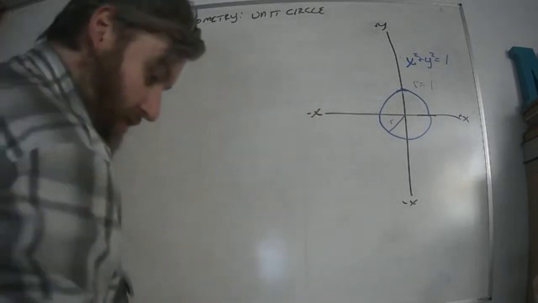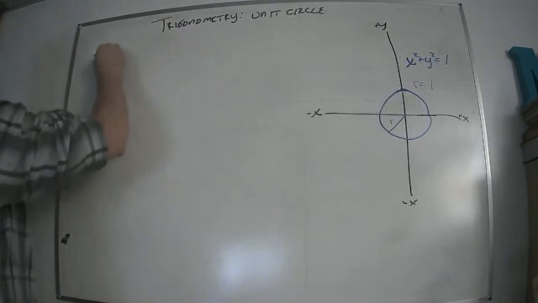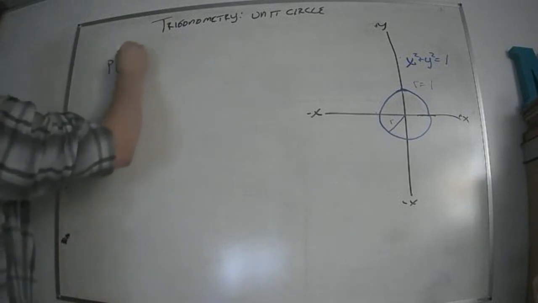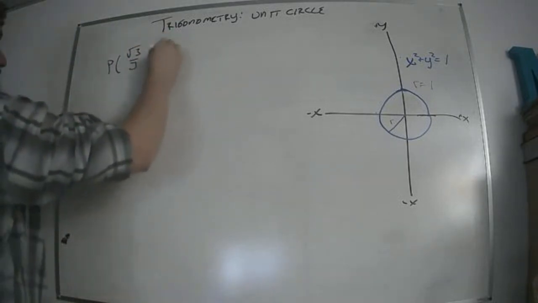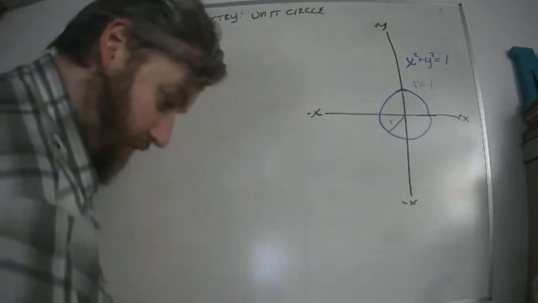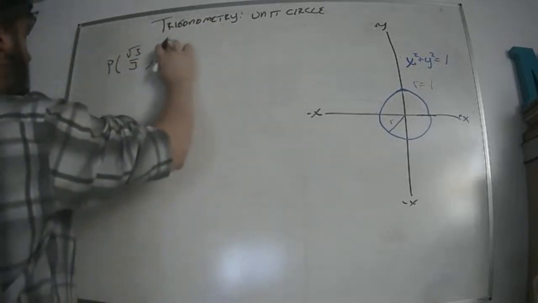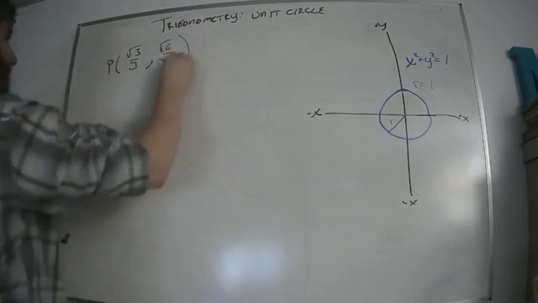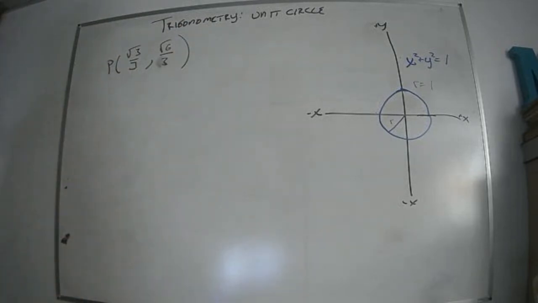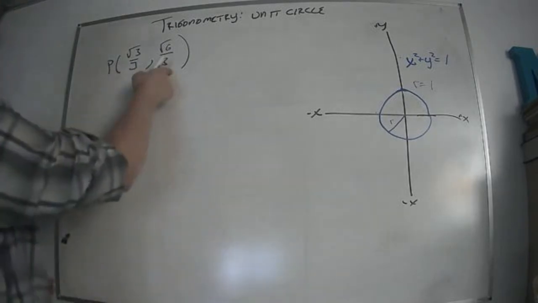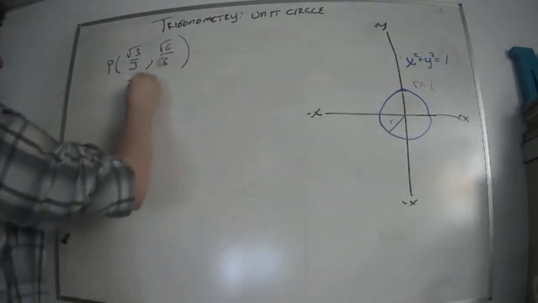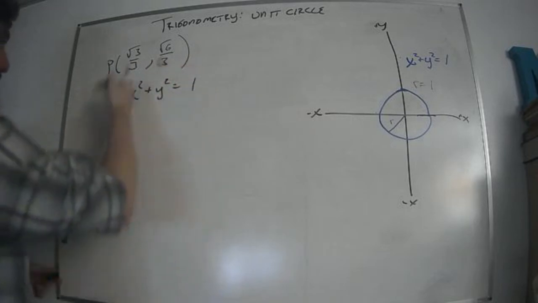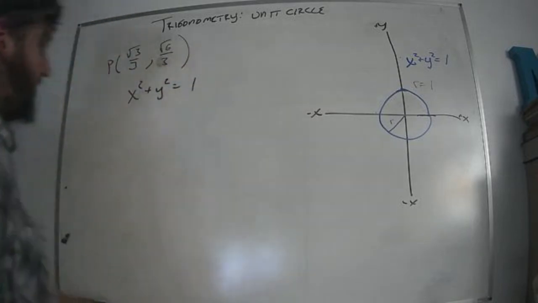And we're going to look at this point. We're going to say that this is on the unit circle, and we're going to prove it. It's the square root of 3 over 3, square root of 6 over 3. Let me make sure I write it down correctly. So I want to show that this point is on the unit circle. How do I do that? Well, same way you show any point is on any line, or on any figure. You take this ordered pair and plug it in. So I say x squared plus y squared equals 1. Let's see if this point satisfies this condition.